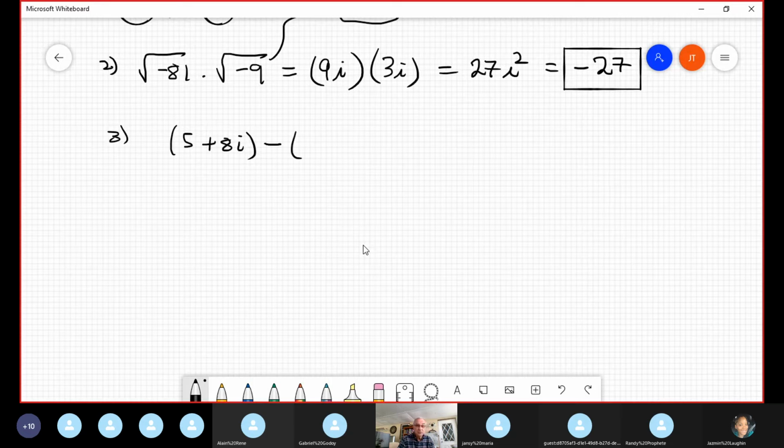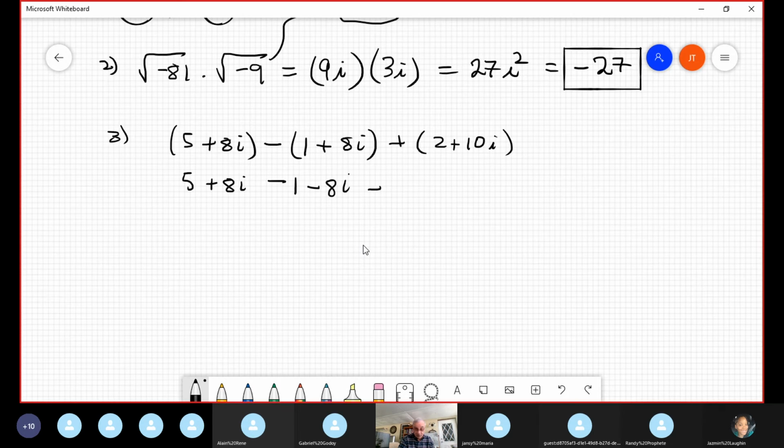minus 1 plus 8i again, plus parentheses 2 plus 10i. Normally, you enclose the complex number in parentheses, but you remove the parentheses. It's 5 plus 8i minus 1. This minus affects everything inside the second complex number. And the one with plus stays the same.